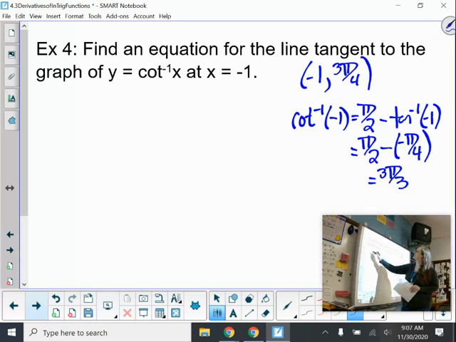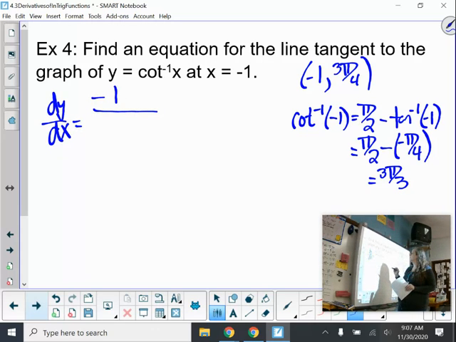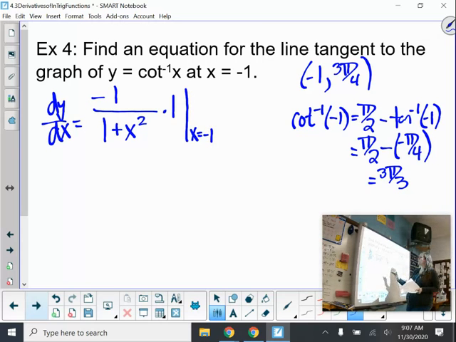So now we have to find the derivative. This is a cofunction, so it's going to be negative 1 over 1 plus x squared, and using the chain rule, I would just multiply by 1 because the derivative of x is just 1. And I'm evaluating that at x equals negative 1. So this is negative 1 over 1 plus 1, which is 2. So negative 1/2 is going to be my slope.